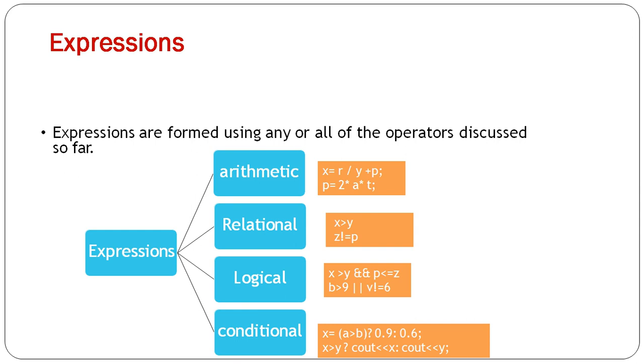Coming to expressions, based on operators, we basically have four types: arithmetic, relational, logical, and conditional. Each of these is an expression.